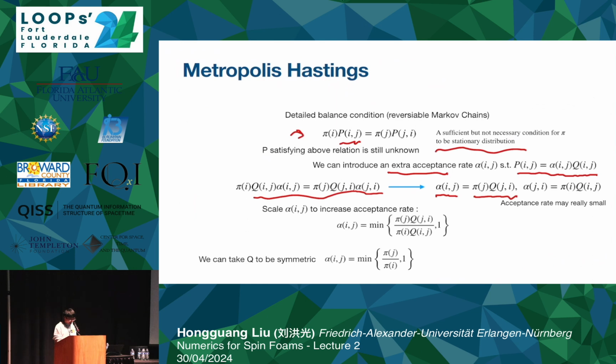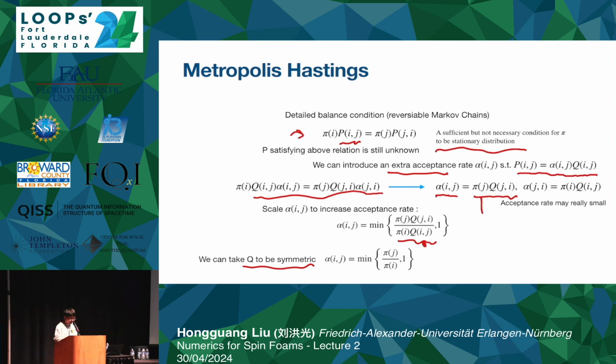A very easy ansatz is that we take Q to be symmetric. Here we use a very special choice to increase the acceptance rate. Otherwise the alpha, somehow called the acceptance rate, may be very small. So this is like a renormalization procedure. So we take the minimum value between this one and 1.